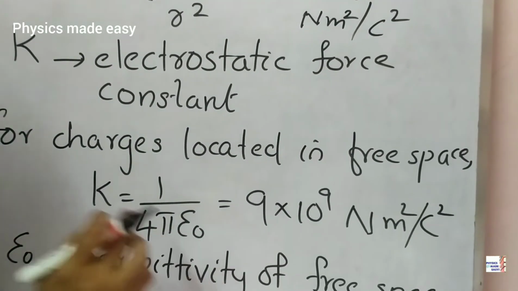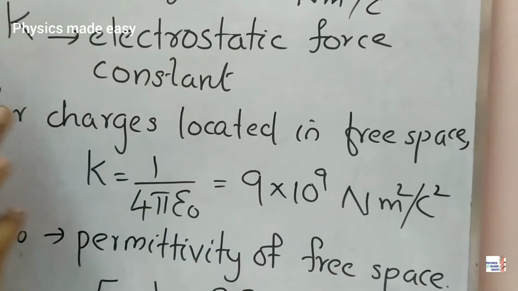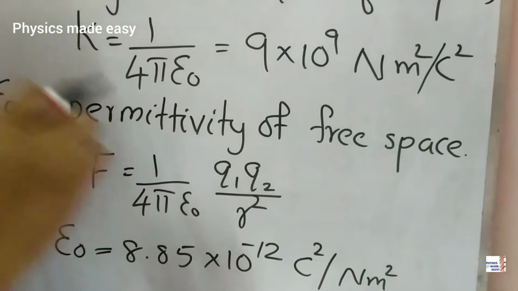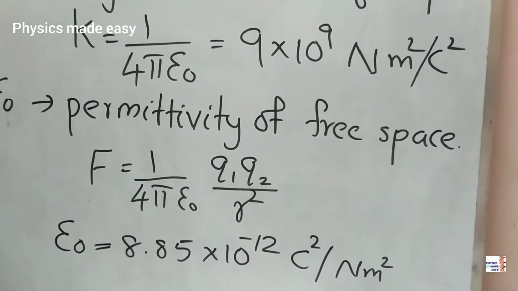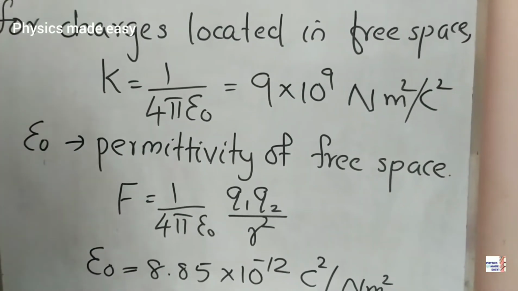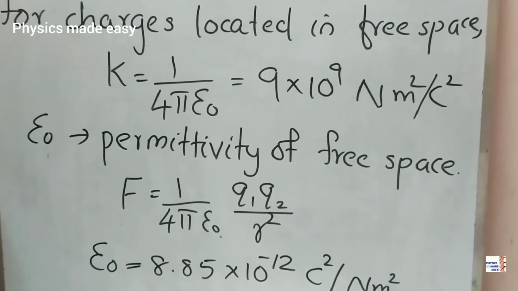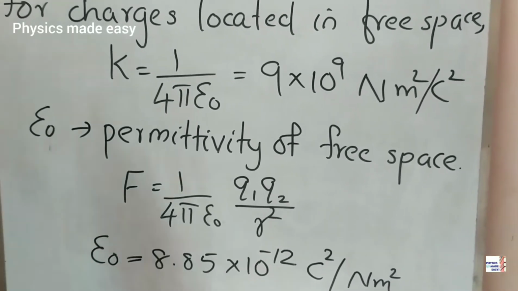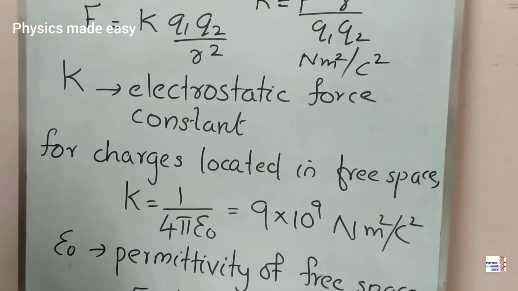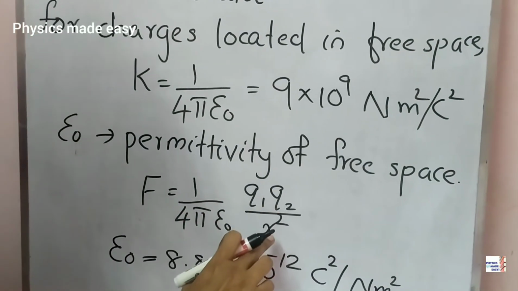Then what is this epsilon 0? That is known as the permittivity of free space. Its value is 8.85 into 10 raised to minus 12 Coulomb square per Newton meter square. Then what is this permittivity? That is the property of the medium which determines the electric force between two charges situated in that medium. Then by using this, we can write an expression for the force: F is equal to 1 by 4 pi epsilon 0 Q1 Q2 divided by R square.